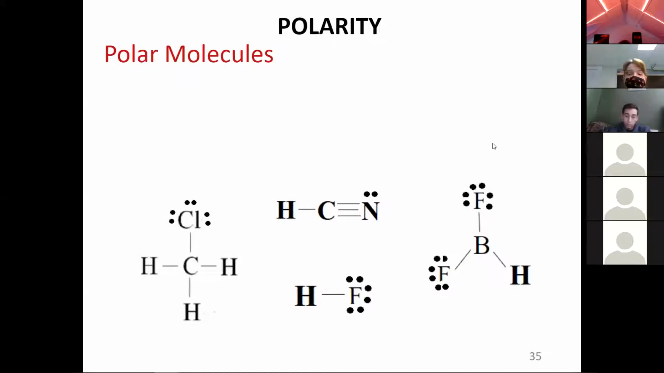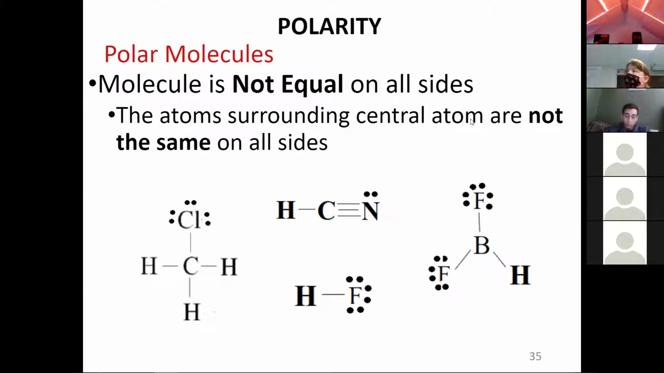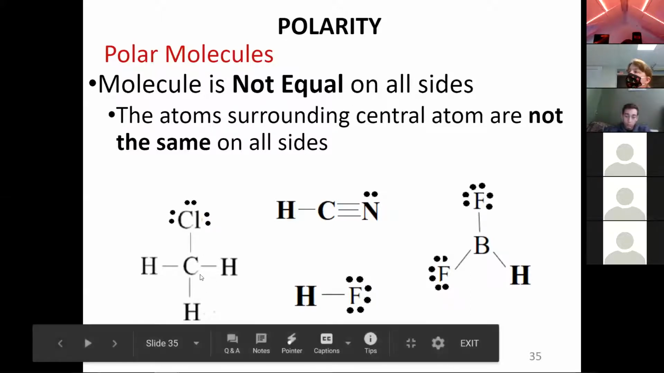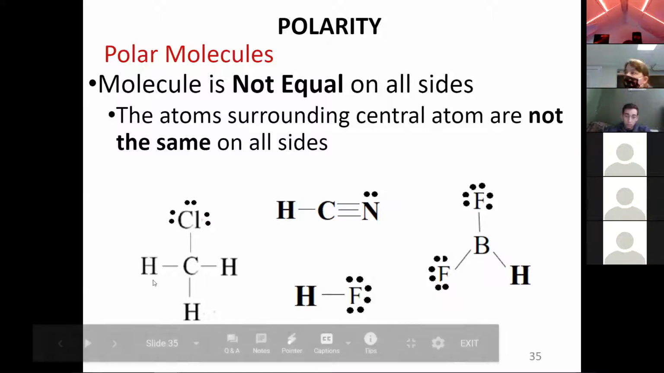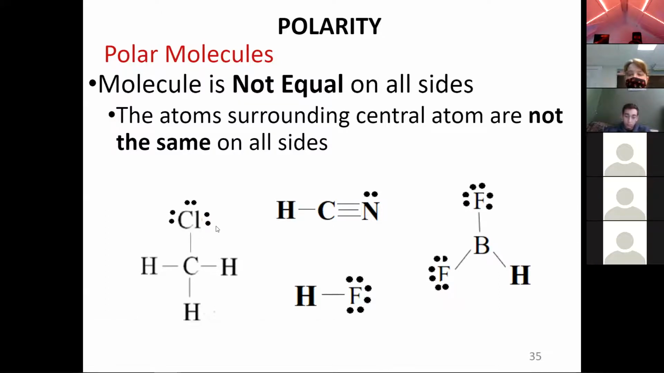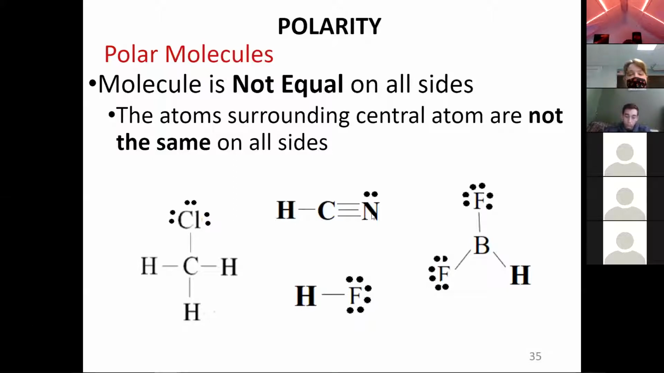Polar molecules, on the other hand, are not the same on all sides. So the molecule is not equal on all sides. The atoms surrounding the central atom are not the same. So if we look at CH3Cl, we've now replaced one of the H's with a chlorine. That's different. So even though we have 3 hydrogens, we have a different atom. So that makes it polar. And it's pretty obvious to see that there's not an even distribution of electrons here. Again, here's my middle, put a pin in it, look on both sides, they're different. So again, polar.